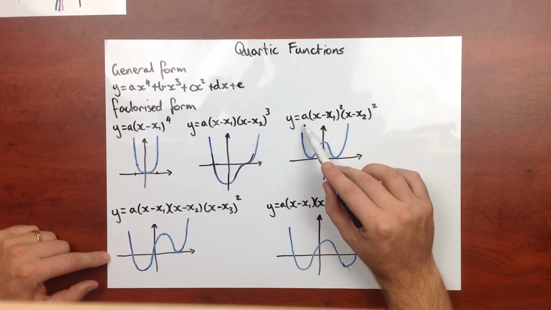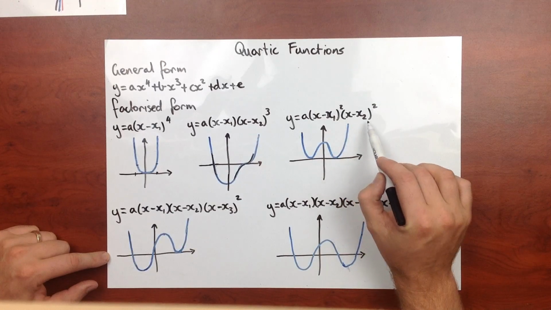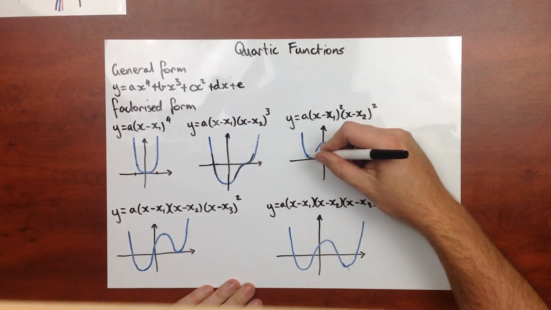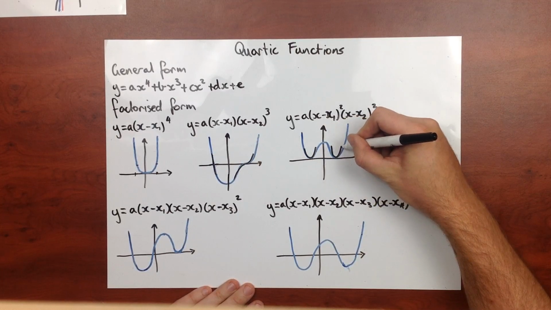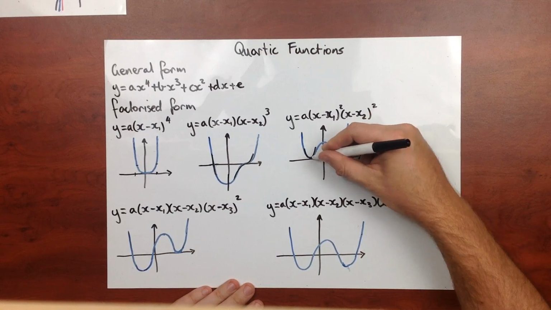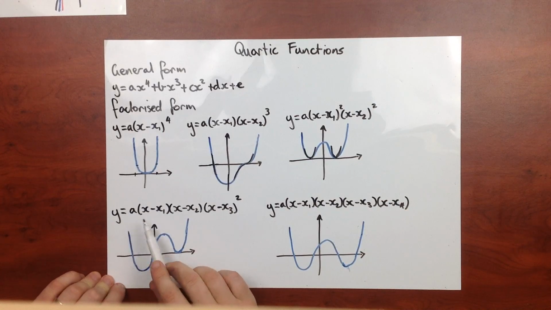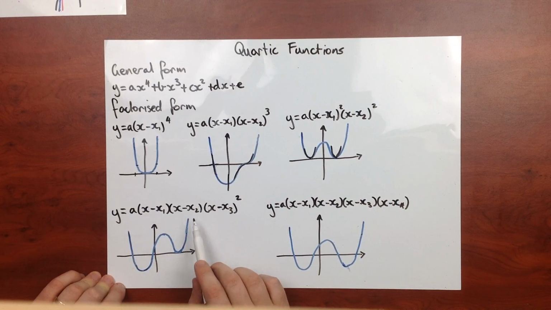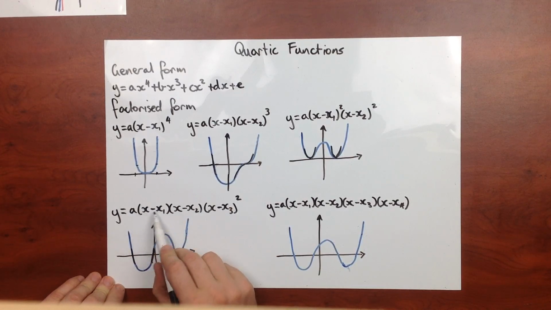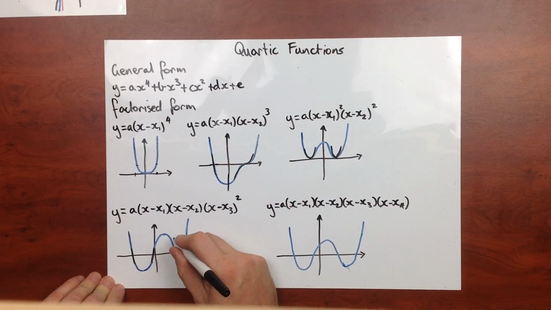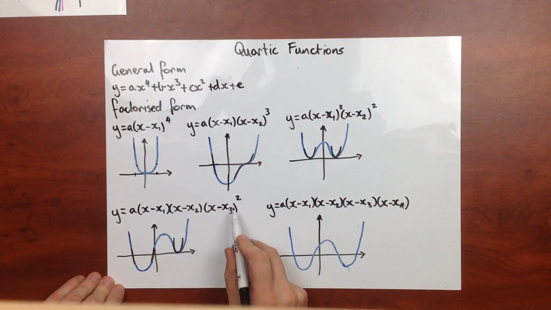The next one, y equals a outside of x take x1 squared times x take x2 squared, we're going to have two intercepts, both of which are going to look like a parabola. They're coming down and touching because they're both squared. Our next one is y equals a outside of x take x1 times x take x2 times x take x3 squared. In this case, we've got two linear intercepts, and then one quadratic-looking intercept, because it's squared.